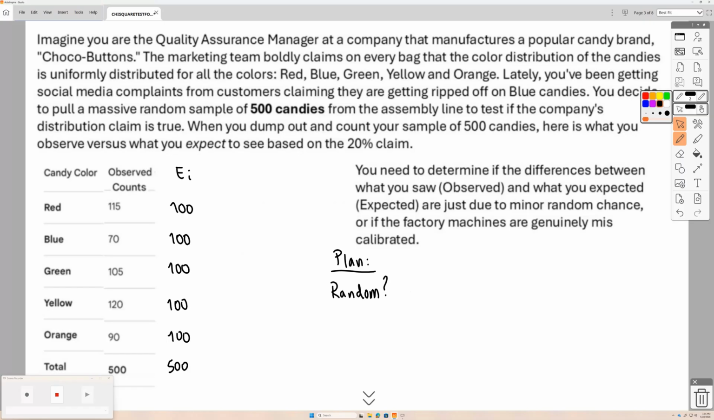Step number 2, plan. Checking the random conditions. So we have a random sample of 500 candies. Large counts. All the expected values are at least 5. 100 is greater than 5. So that means that all the conditions are met.